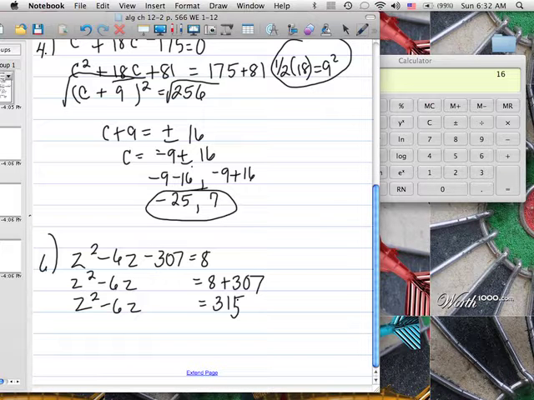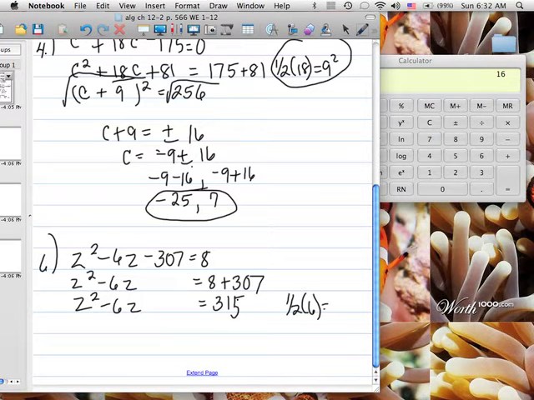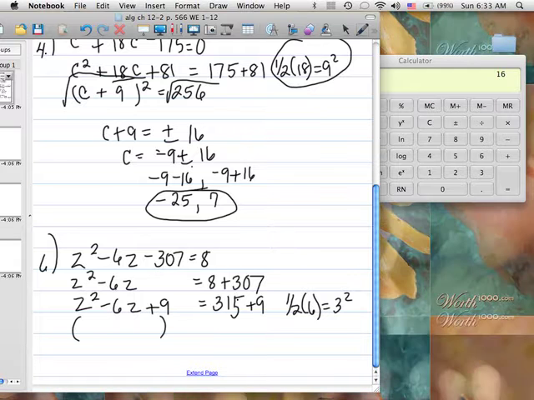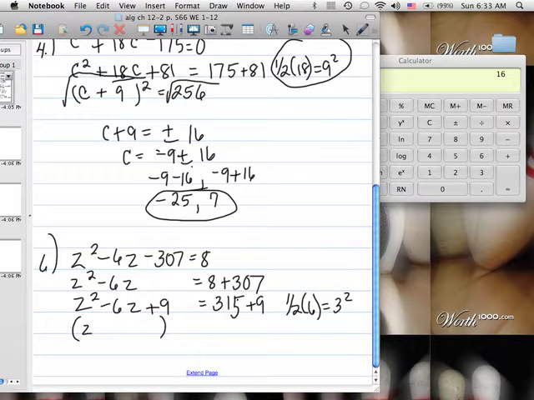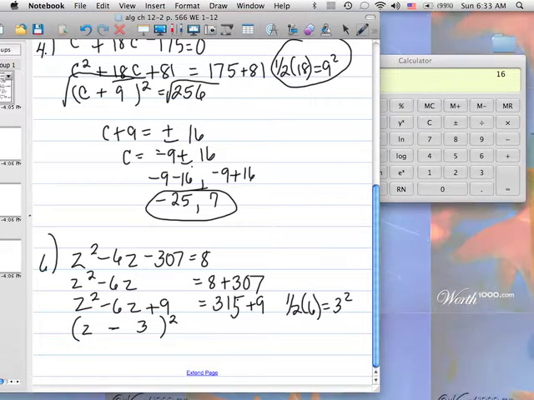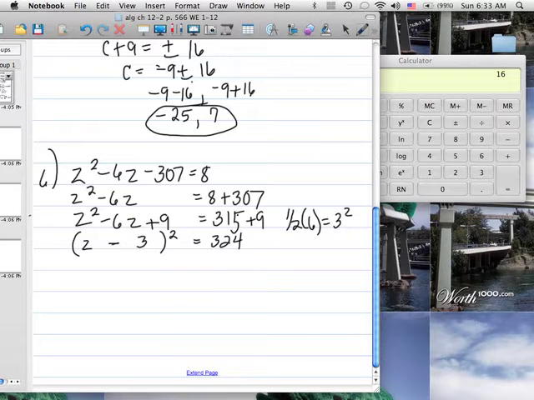So now I take half of the negative 6, and I don't care about the sign, so half of 6 is 3, and 3 squared is 9. So I'm going to add 9 to both sides. This is a perfect square trinomial. The square root of z squared is z. The square root of 9 is 3. And there's a negative sign for the outer and inner terms, so that should be negative 3 squared. And 315 plus 9 is 324.